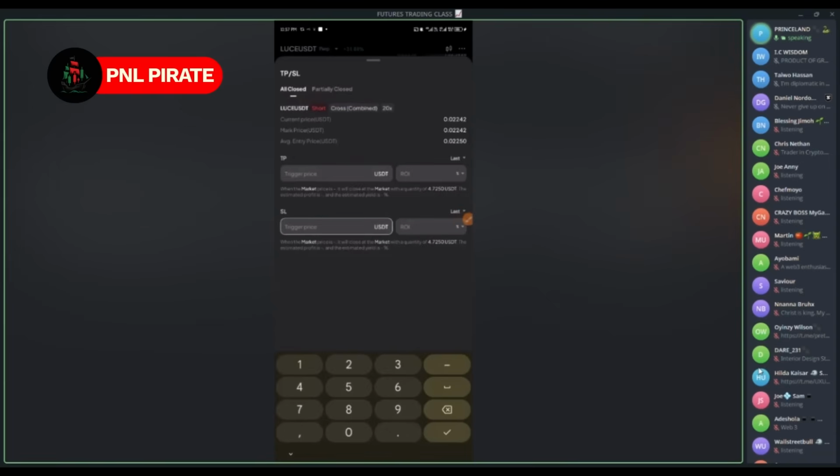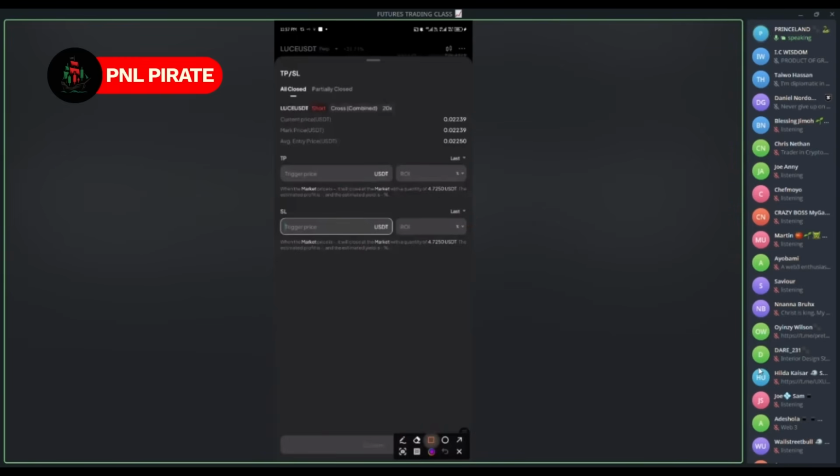So this SL now, most times this is what I use. When my price is above, when I'm in profit of 100% and I want to make money, you see something I do. Here is the current price.